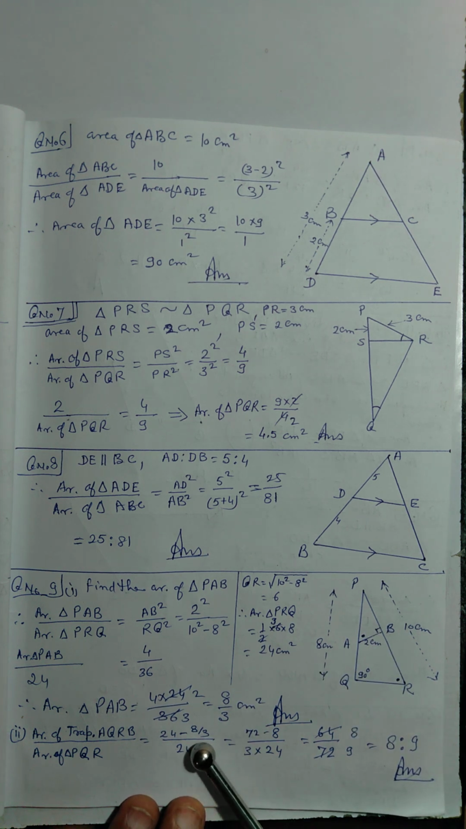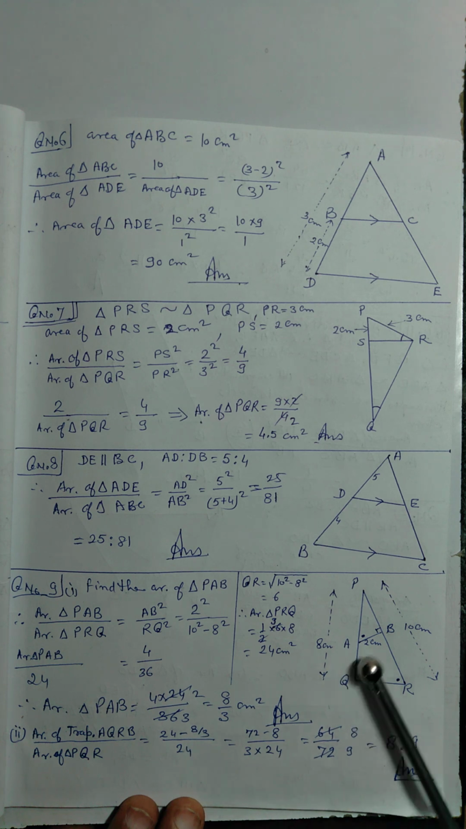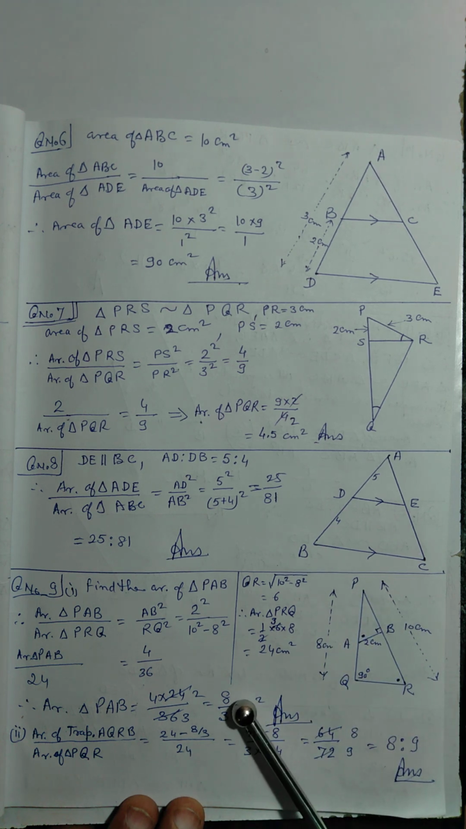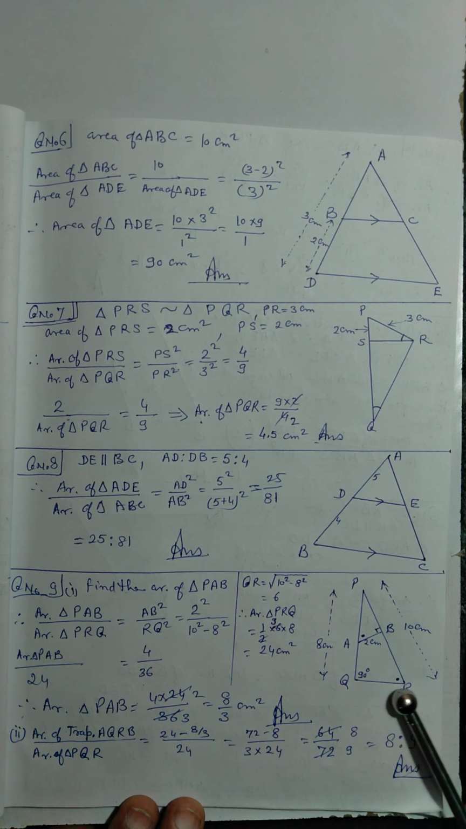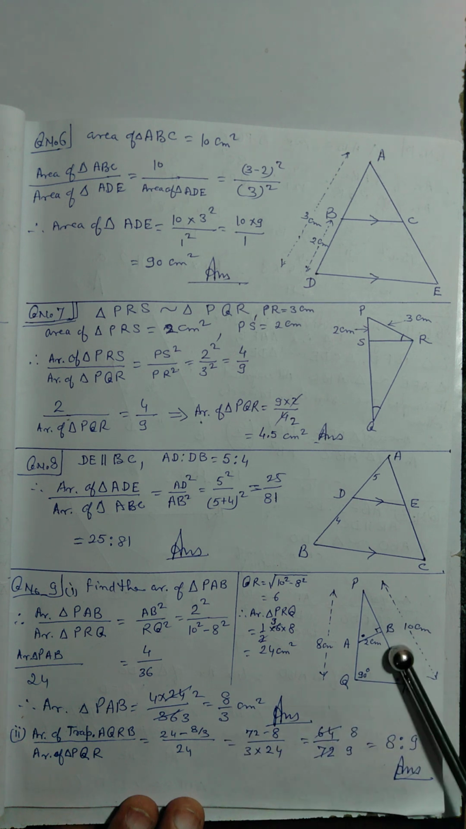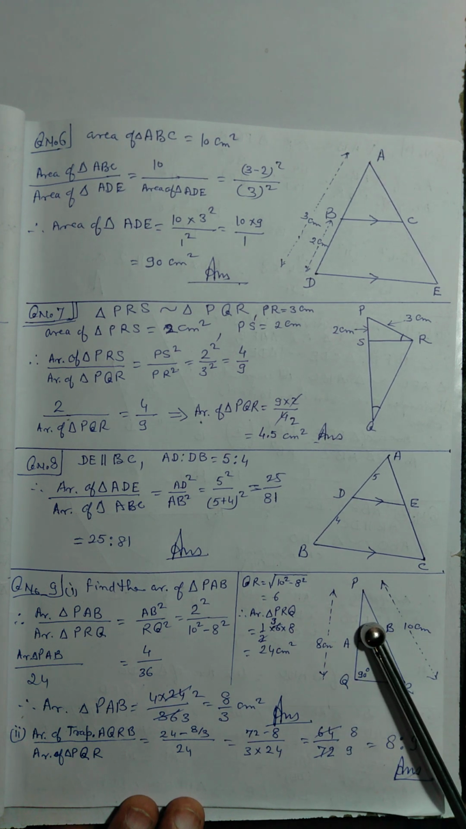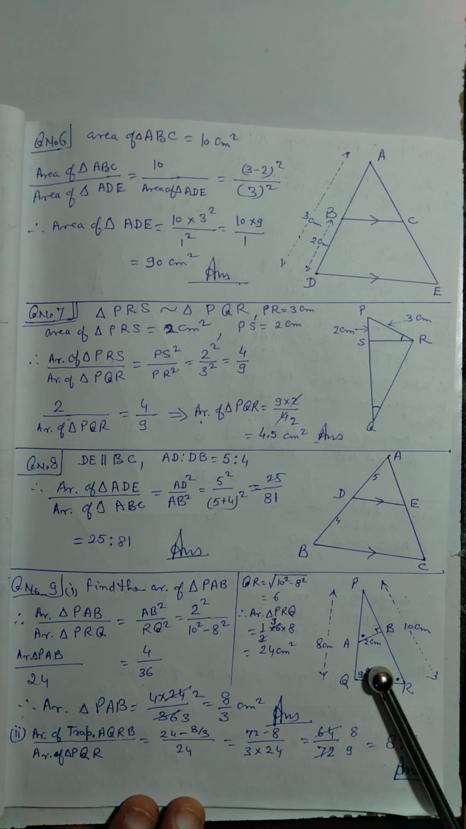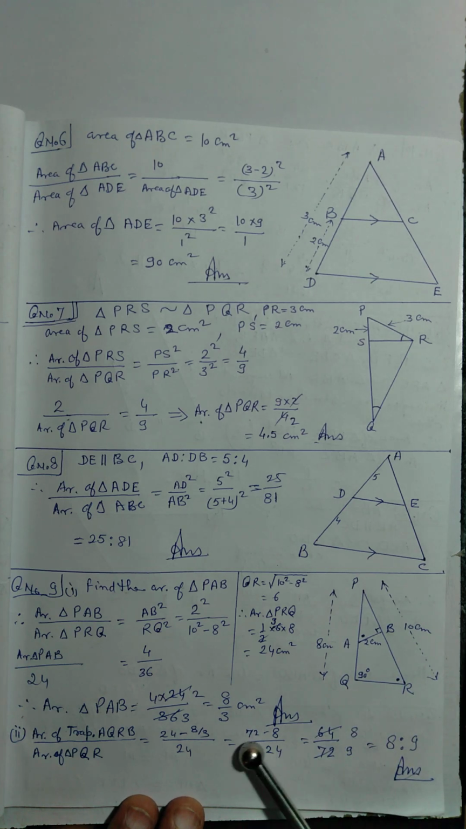So 24 minus 8 by 3. इस छोटे वाले ट्रायंगल का एरिया कितना आया है 8 by 3. बड़े वाले ट्रायंगल का एरिया कितना आया है 24. सो बड़े वाले ट्रायंगल में से अगर हम छोटे वाला ट्रायंगल माइनस करते हैं तो एरिया ऑफ ट्रेपेजियम आ जाएगा. दैट विल बी इक्वल टू 24 minus 8 by 3 upon 24.